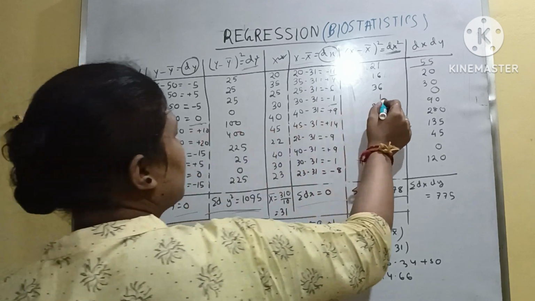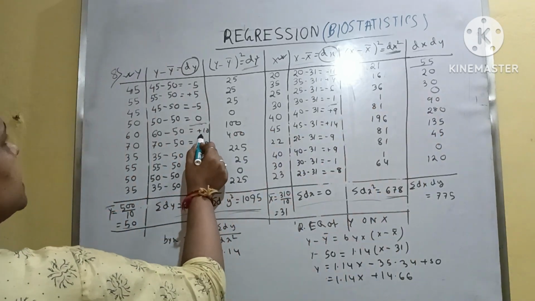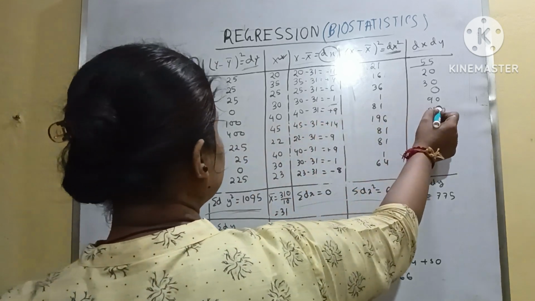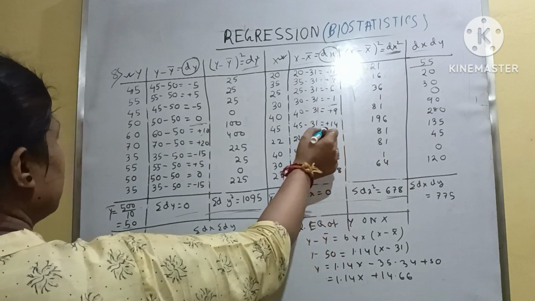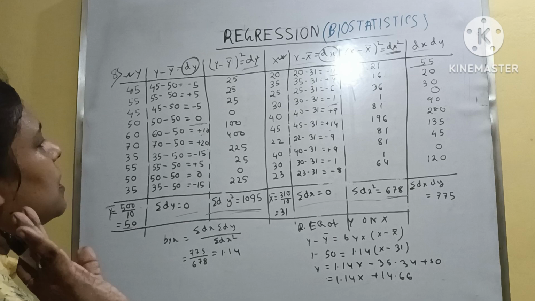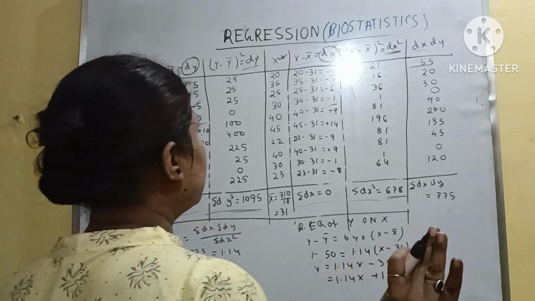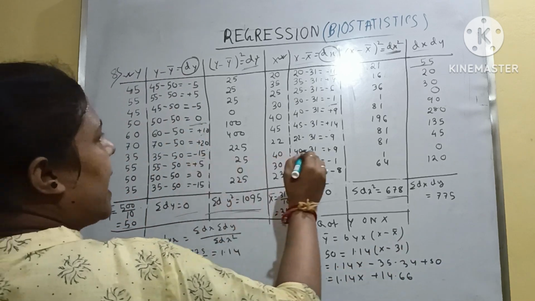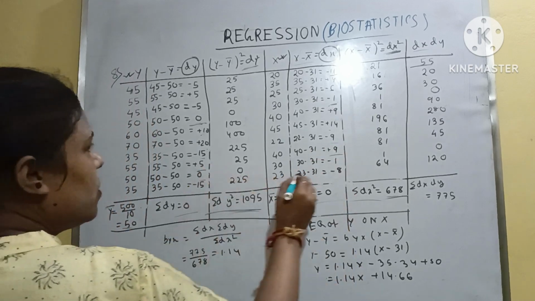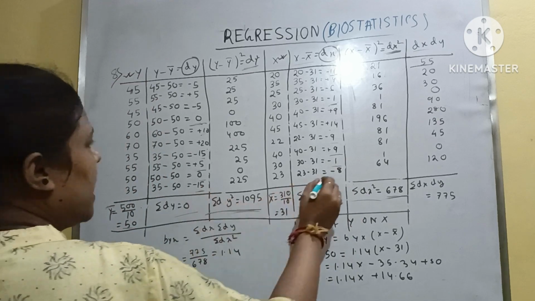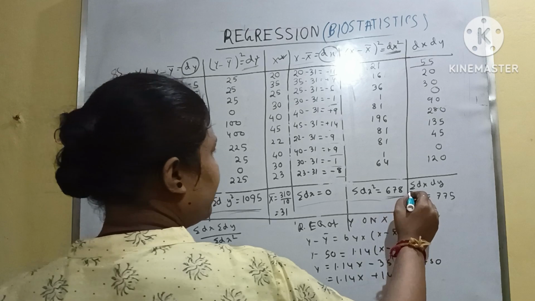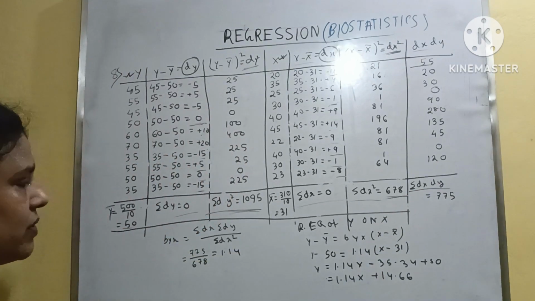So 0 into 1, that means 0, and 10 and 9, so 90, and then 14 and 20, that means 280. Ignore the noises, I request you. 15 and 9, then 5 and 9, and 0 and again 1, 15 and 8. So these are the values of dx and dy. And then we have to calculate the summation of dx dy.